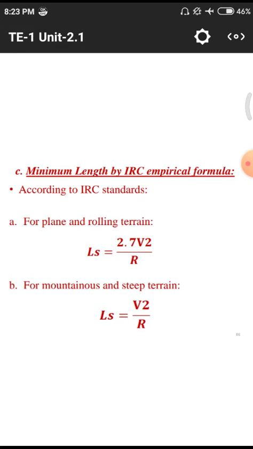Here V equal to velocity in meters per second, R equal to radius in meters. Meter square per second square divided by meter, meters get cancelled, and we will get length in meters.